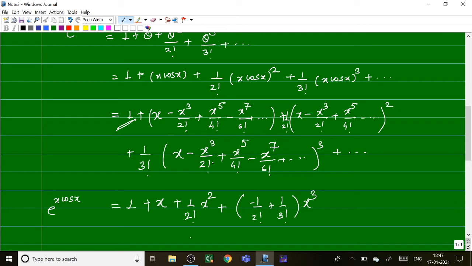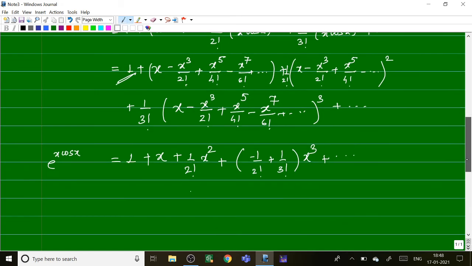Although there is x cube in the third bracket, this x cube is not only x cube, it is x cube with the cube of a bracket, so that will be no more x cube, it will go to some higher powers of x and so on, right?